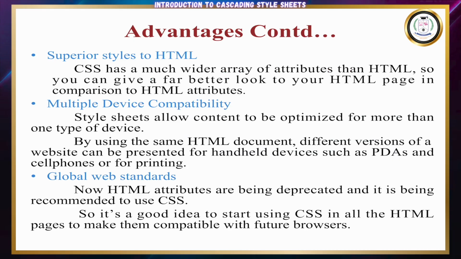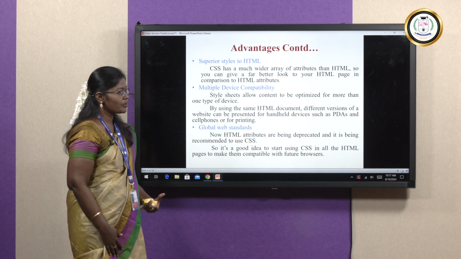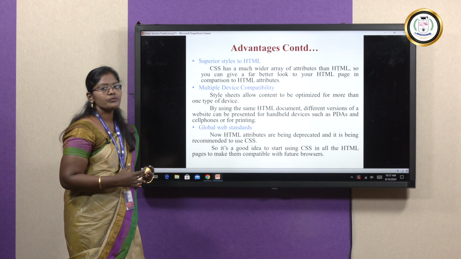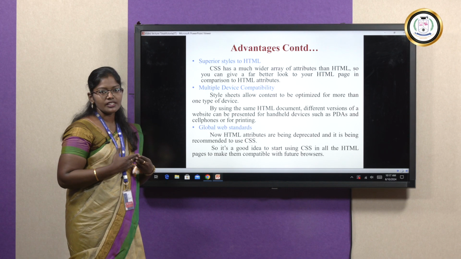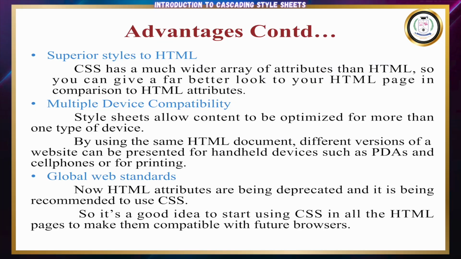The next advantage is superior styles to HTML. CSS has a much wider array of attributes than HTML, so you can give a far better look to your HTML page in comparison to HTML attributes. HTML attributes will simply display whatever content you are giving, but they will not give style to your web page. While using CSS, it will give a more presentable look for your web page. You can style your web page as you like.